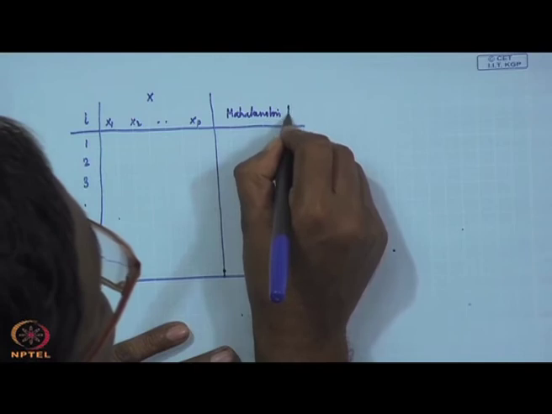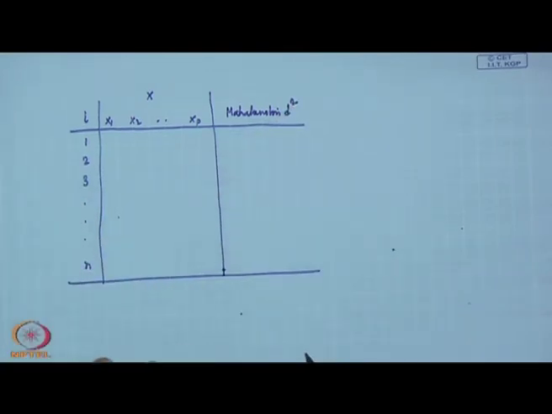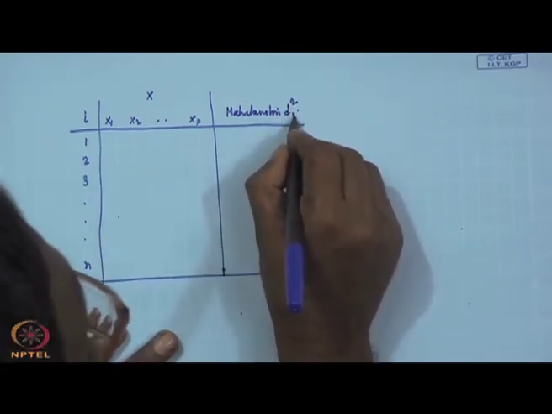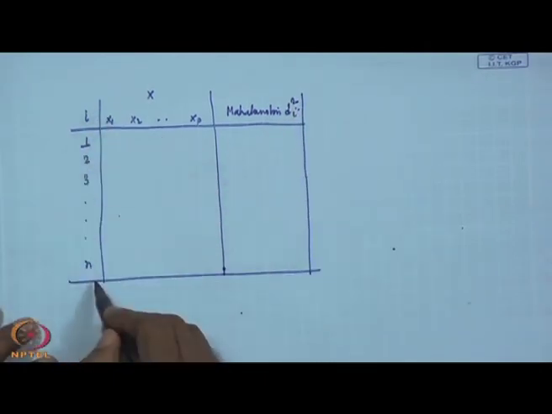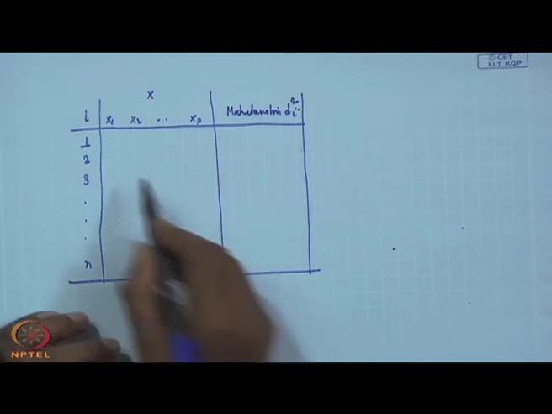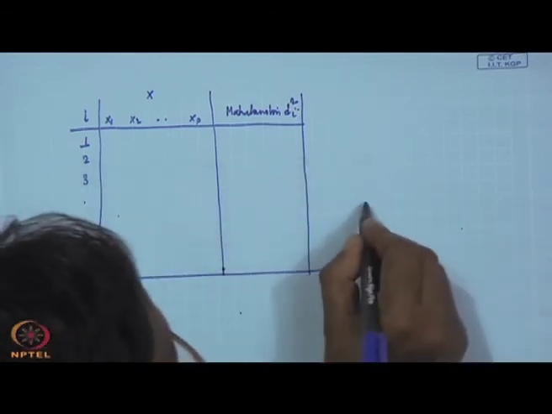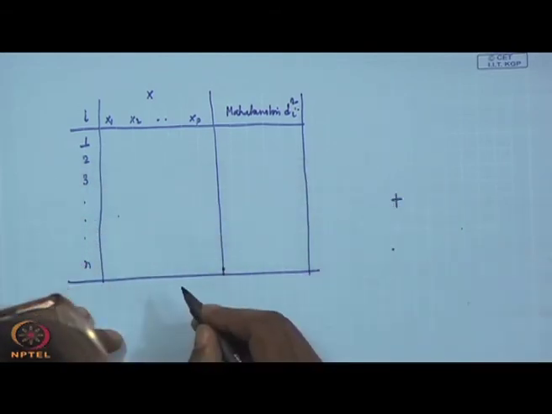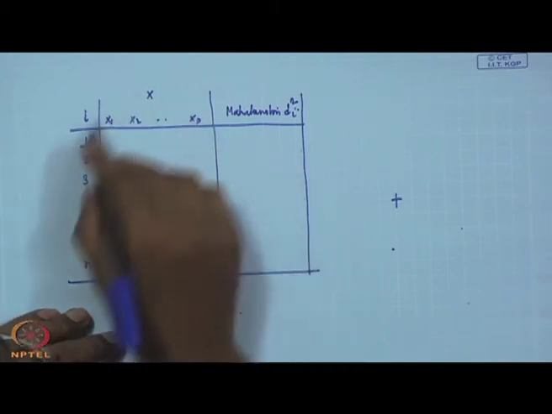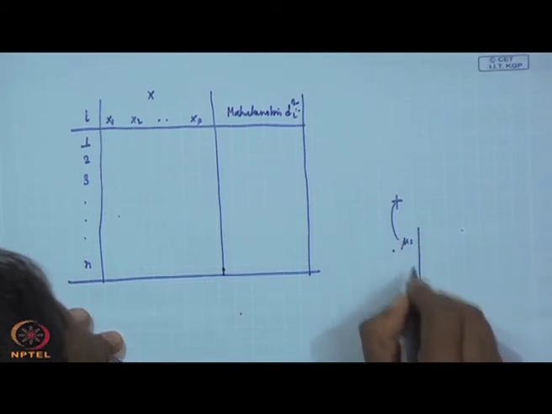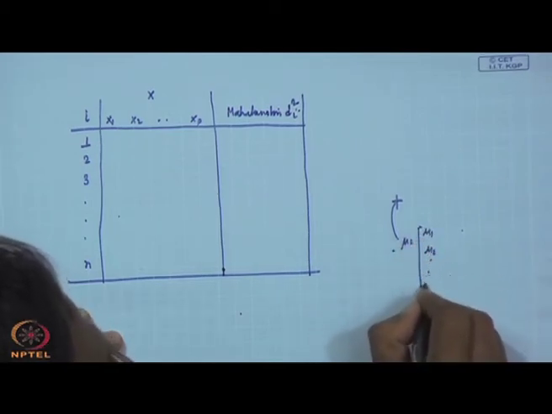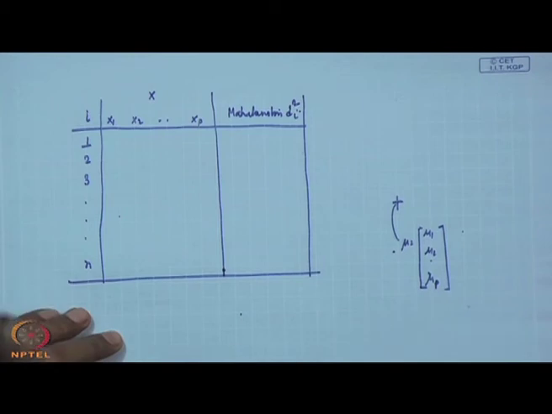Mahalanobis d square. I am writing this one as d i square, where i stands from 1 to n. So, what is this? You have some reference point somewhere. That reference point, if it is a p variable case, is the mu vector: mu 1, mu 2, like mu p.